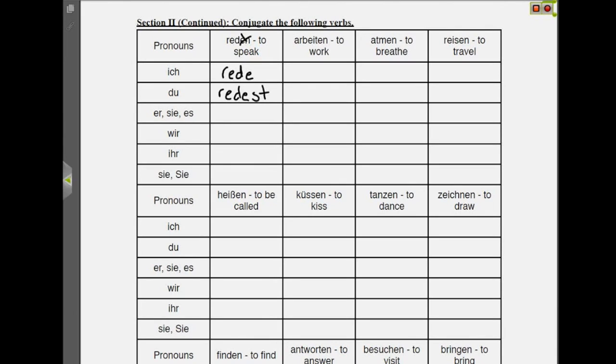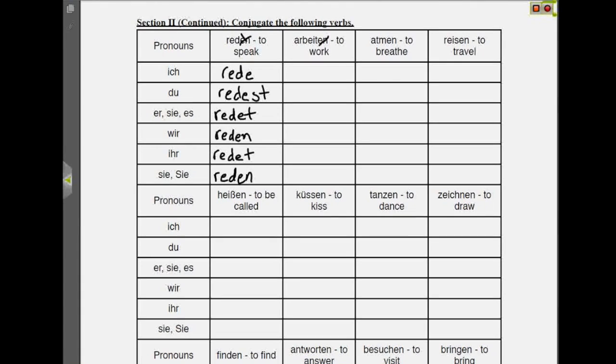So, same thing happens here in the sie, es form. There we have sie, es redet. In the wir form, we already have an e at the end of our verb because we're going to say wir reden, so we just leave it as wir reden. Because the ihr form takes the same ending as the sie, es form, we're going to have the same rule here, and we have ihr redet. And then the sie form again is the same, sie reden.